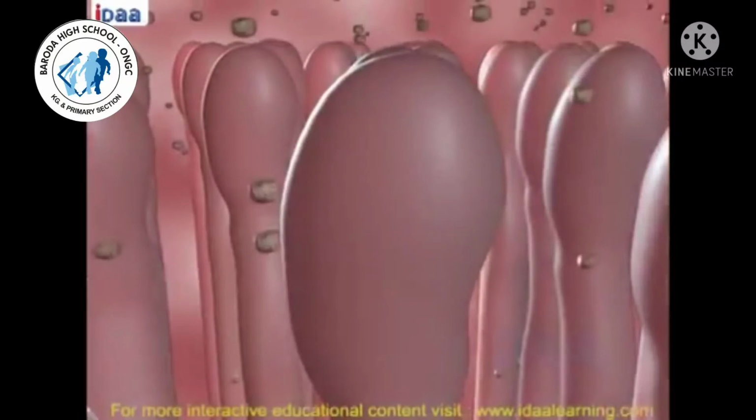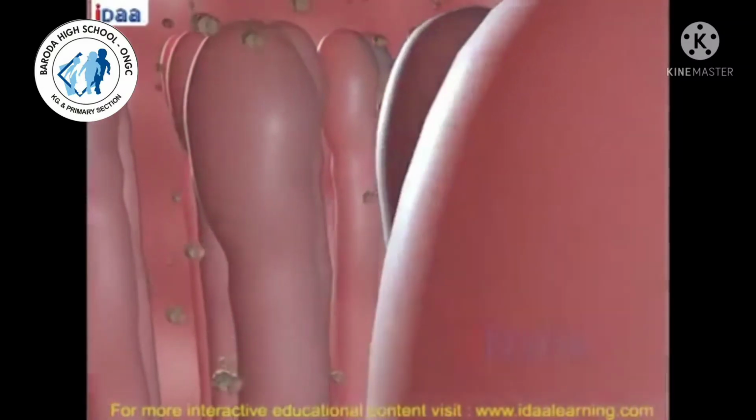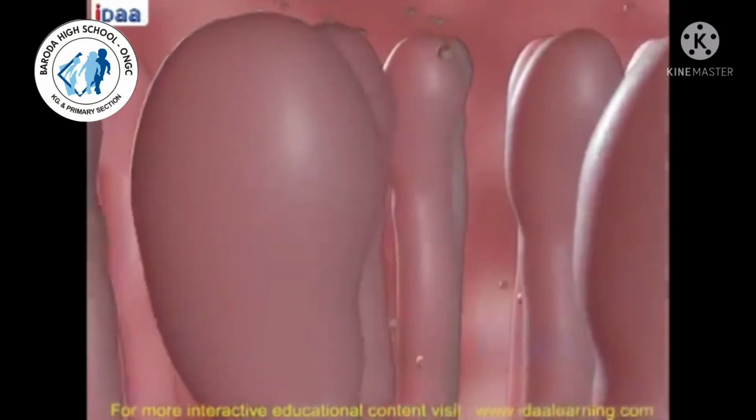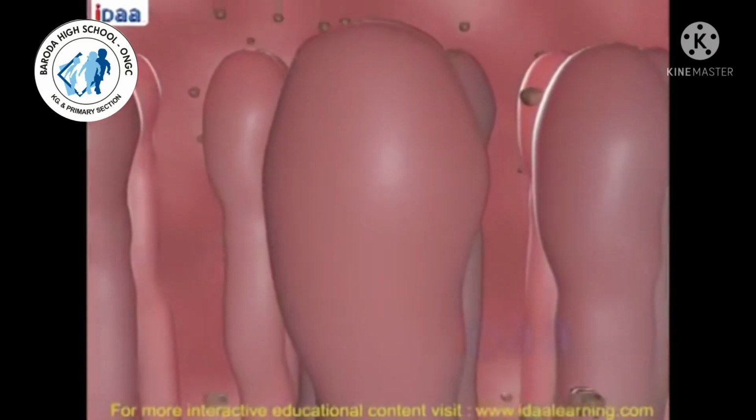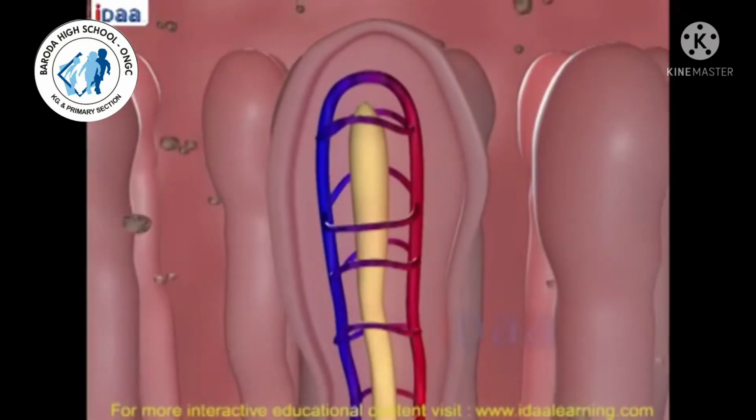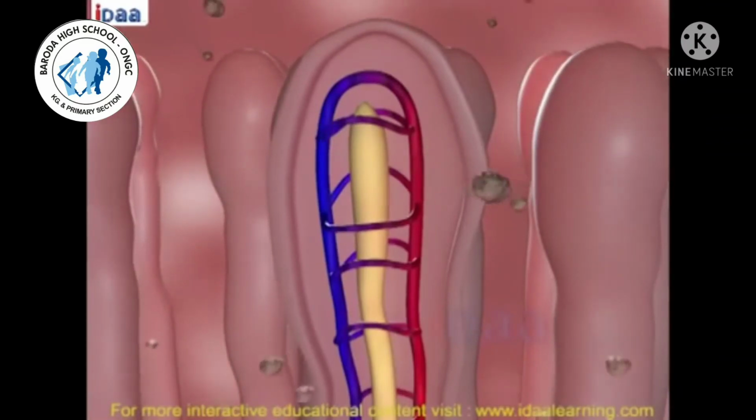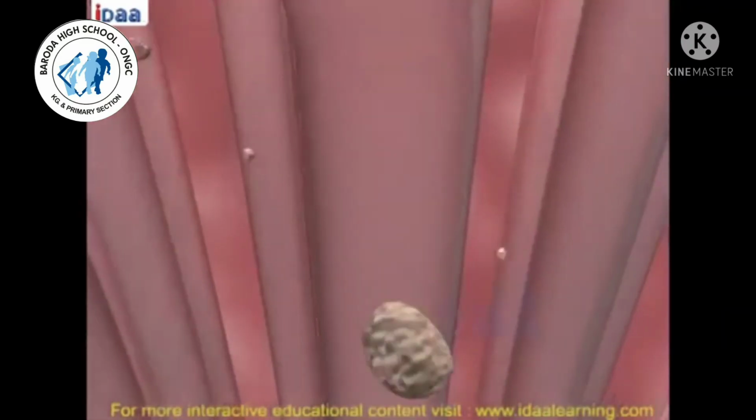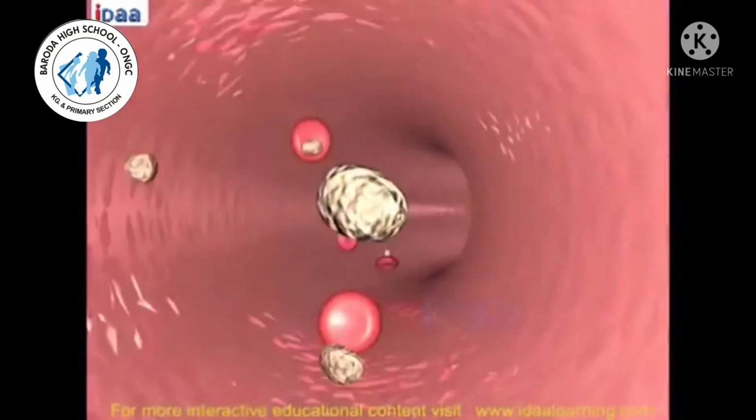The inner wall of the small intestine has thousands of finger-like outgrowths and they are called villi, as you can see in this image. The villi increase the surface area for absorption of digested food. Each villus has a network of thin and small blood vessels close to its surface. Thus, the surface of villi absorbs the digested food materials.